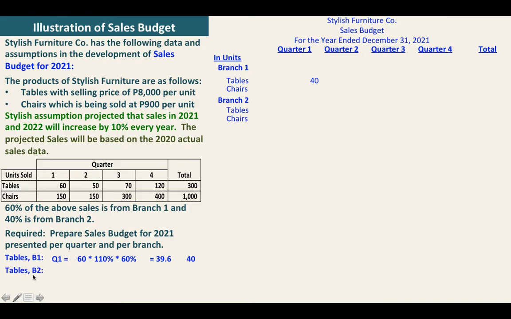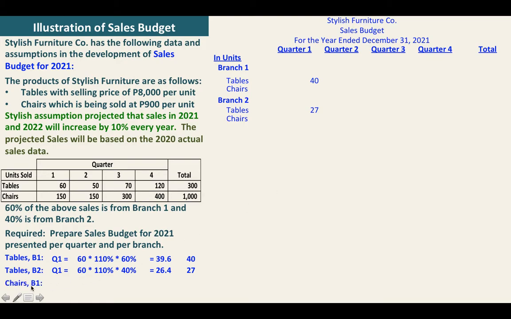Okay, then for tables, branch 2, same thing. We will be applying the same calculation, except that branch 2 is 40%. So 60 is the total number of units times 110% times 40% because that's the percentage of branch 2, and that will give you 26.4 or 27. So our tables for branch 2 is 27.